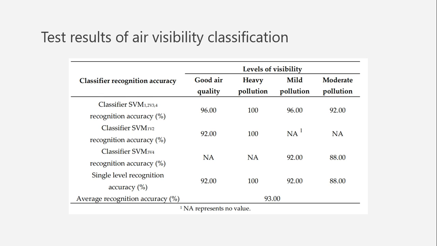In summary, the recognition accuracies of air visibility level by the proposed method were 92, 92, 88, and 100% for good air quality, mild pollution, moderate pollution, and heavy pollution, with an average recognition accuracy of 93%.